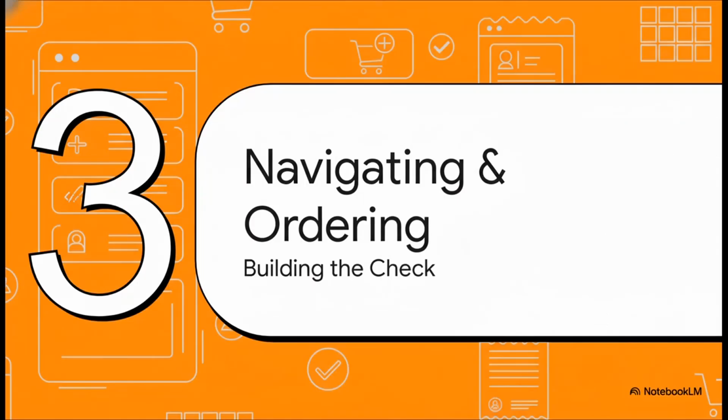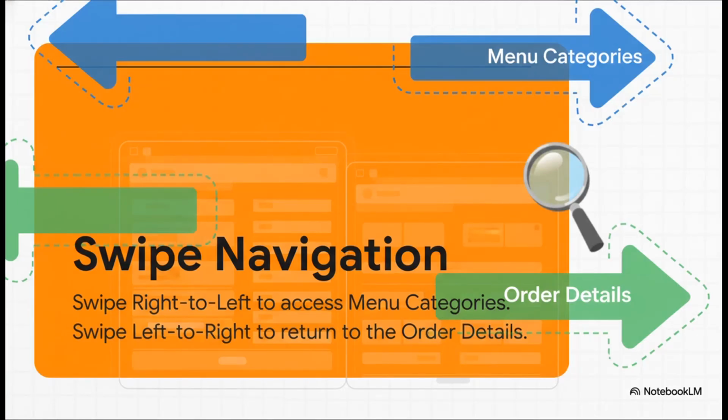Okay, the check is all set up. Now for the fun part. Let's start adding food to the order and see just how easy the interface makes it. Getting around in this system is all about swiping. It's really intuitive. To see your menu categories, you swipe from right to left. Just think of it like you're pulling the menu onto the screen. To get back to the order details, you just swipe the other way, from left to right. And if you need to get all the way back to the main floor plan, it's the same thing, a swipe from left to right.